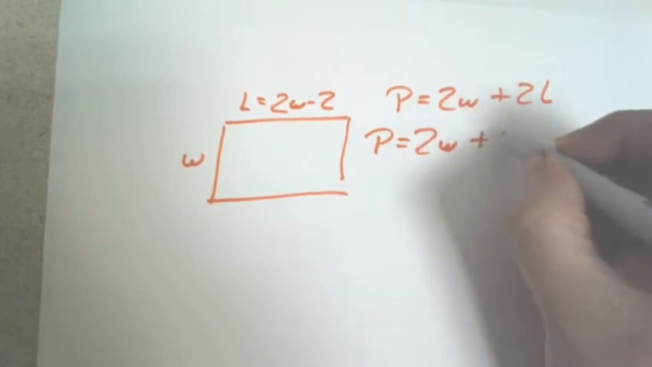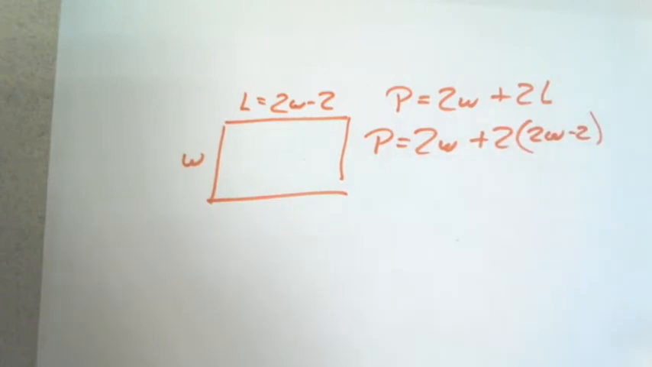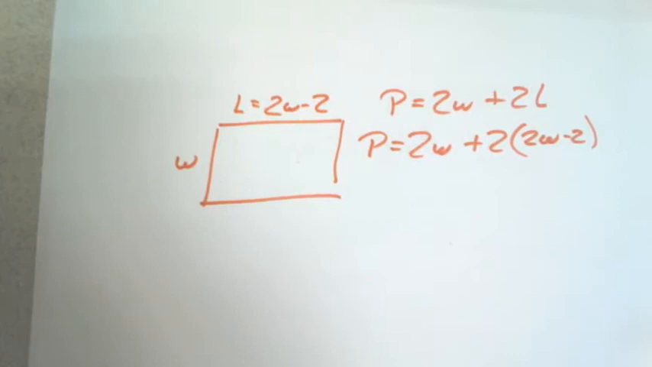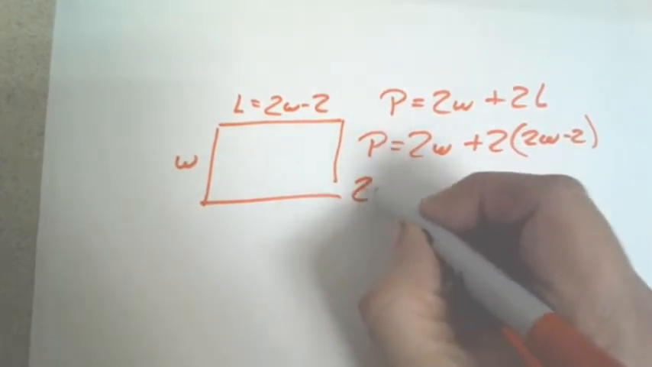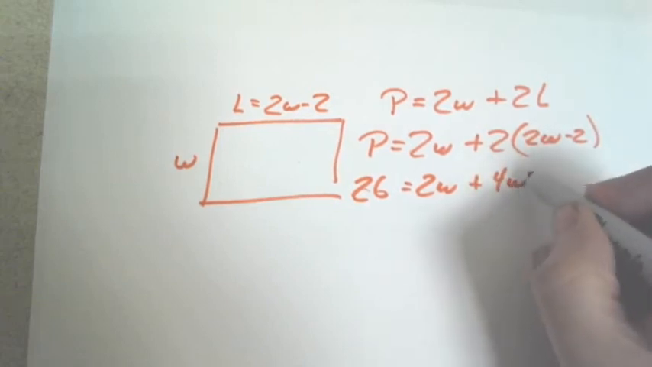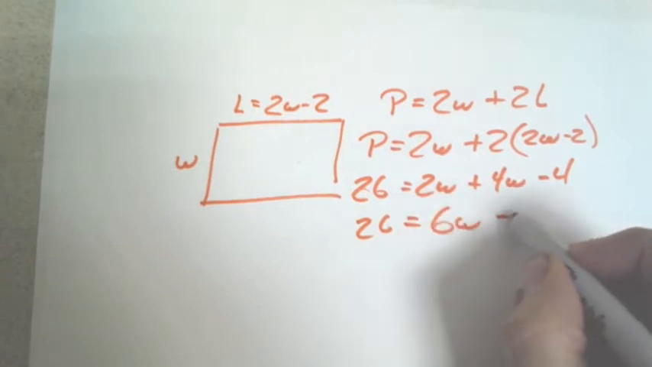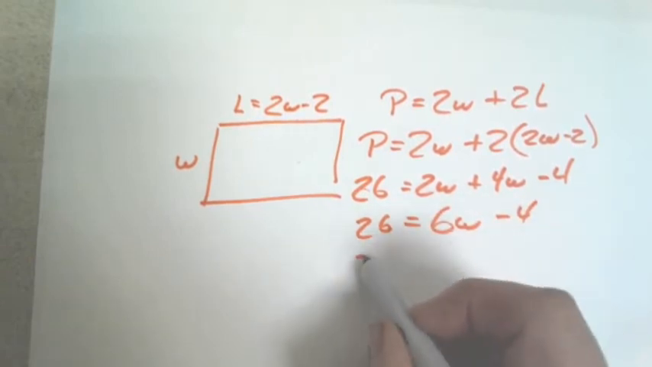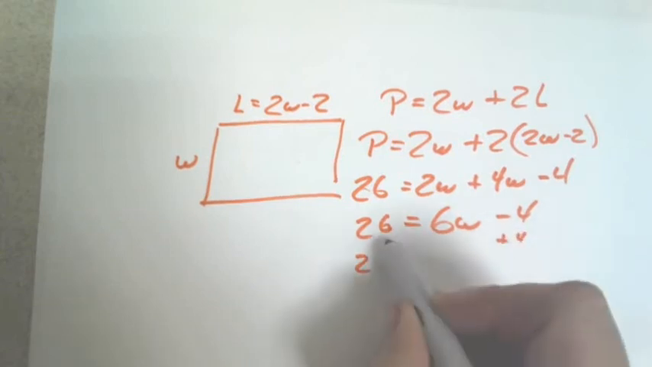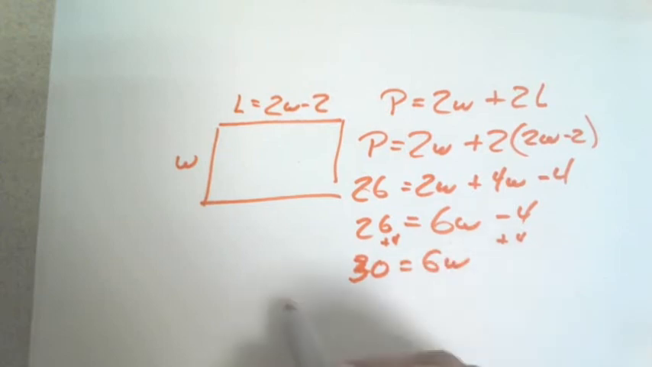All the way around we have 2 widths and 2 lengths. Now our lengths, we were told, are 2 less than twice the width, so the 2w minus 2. And this is supposed to be equal to, in my example, 26. So 26 is equal to 2w plus, distribute that, 4w minus 4. 26 is equal to 6w minus 4. So add the 4, add the 4. So 30 is equal to 6w. Divide by 6, and w is equal to 5.